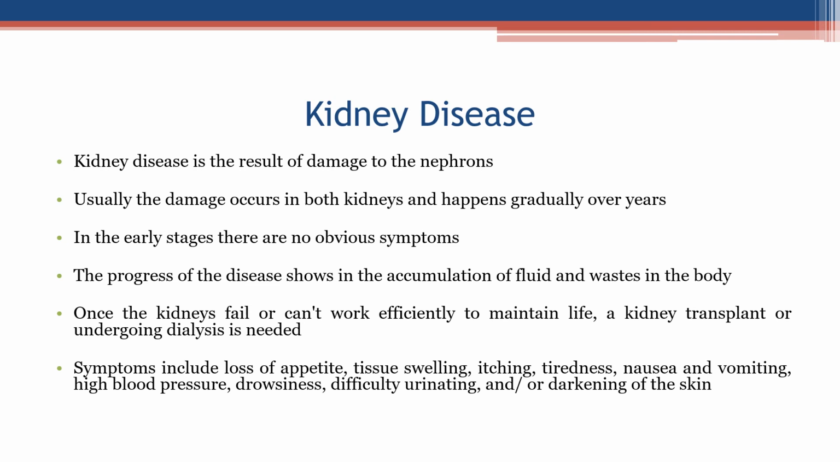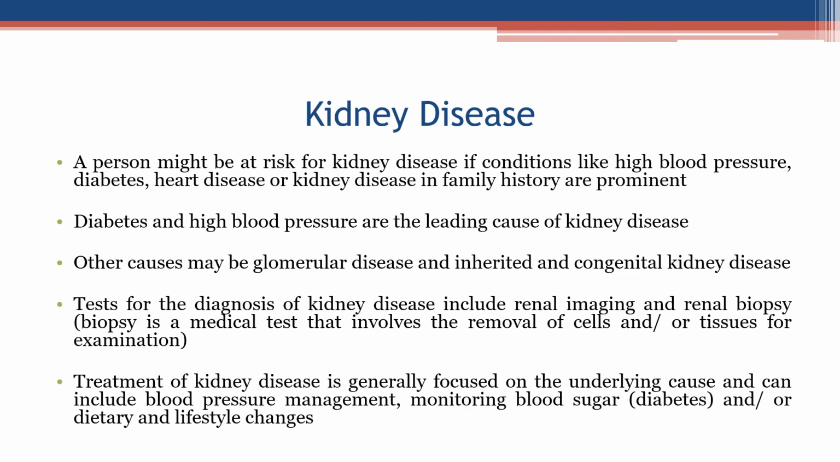Symptoms include loss of appetite, tissue swelling, itching, tiredness, nausea and vomiting, high blood pressure, drowsiness, difficulty urinating, and/or darkening of the skin. A person might be at risk for kidney disease if conditions like high blood pressure, diabetes, heart disease, or kidney disease in family history are prominent. Diabetes and high blood pressure are the leading cause of kidney disease. Other causes may be glomerular disease and inherited and congenital kidney disease.